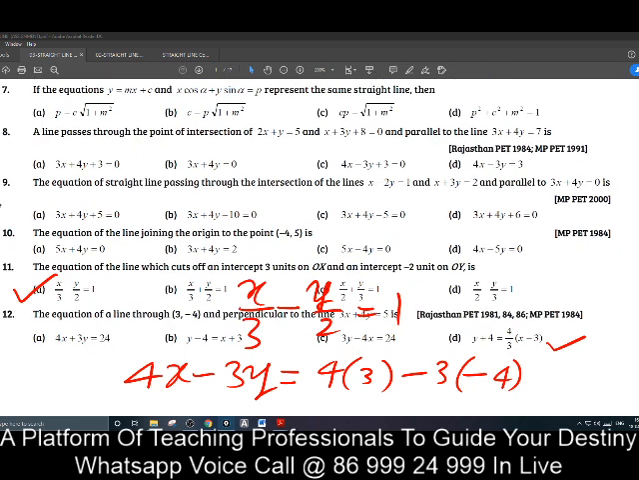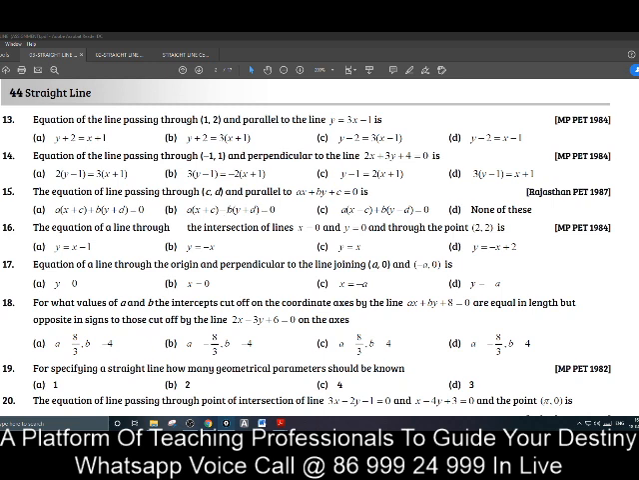Next one. Equation of the line passing through 1, 2 and parallel to the line y is equal to 3x. Direct question. Slope will be same, parallel lines, no. Y is equal to 3x is given and you will get y is equal to 3x plus k. Only constant differs. Now it is passing through which point? 1, 2. So substitute that. 2 is equal to 3 plus k. K is equal to minus 1. So y is equal to 3x minus 1. Where is it?